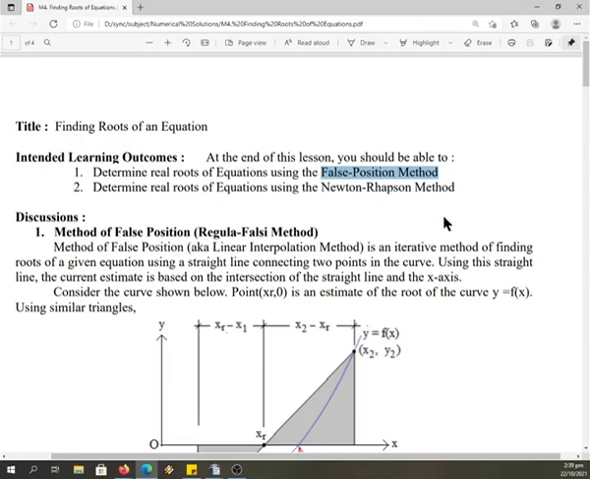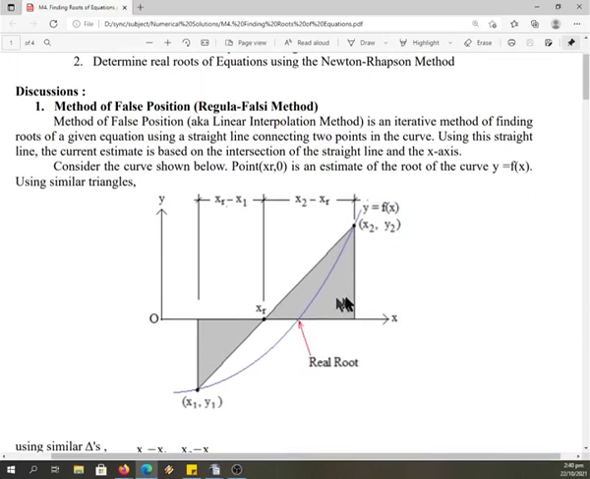Another category would be single point approximation. One prominent example would be the Newton-Raphson method. In the Newton-Raphson method, you only need to specify a first guess or an initial guess for the root of the given equation. Now, in the method of false position, also known as regula falsi method, we are using a line to approximate, that's the correct term, the real root.